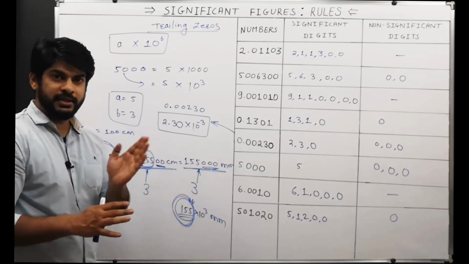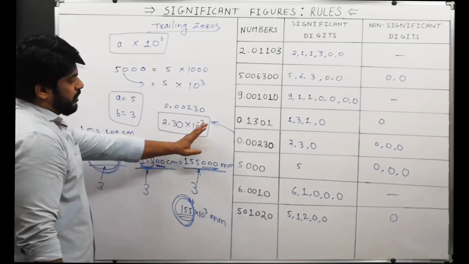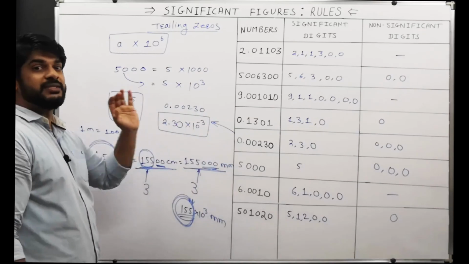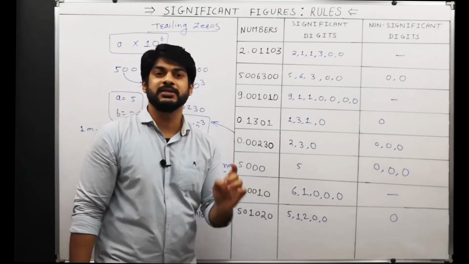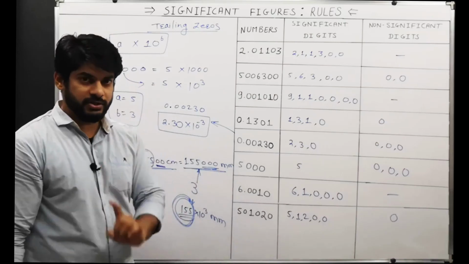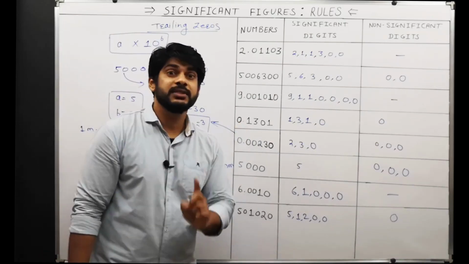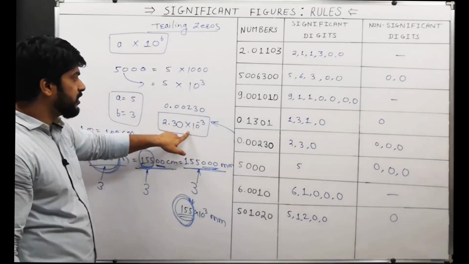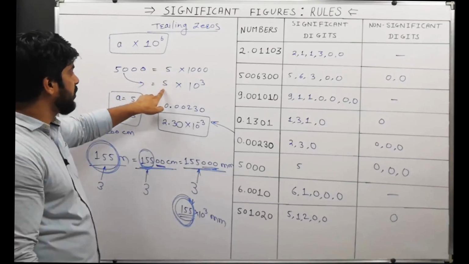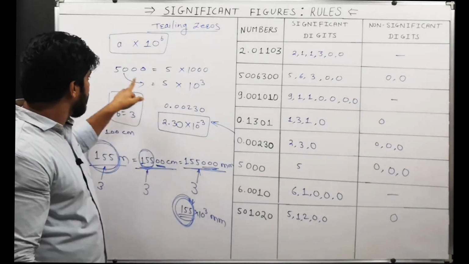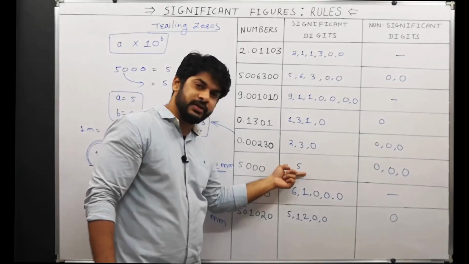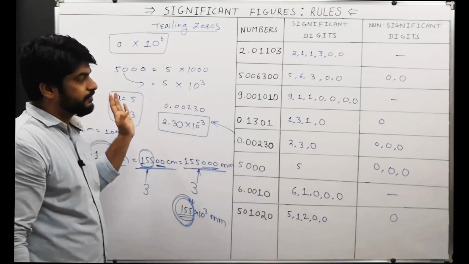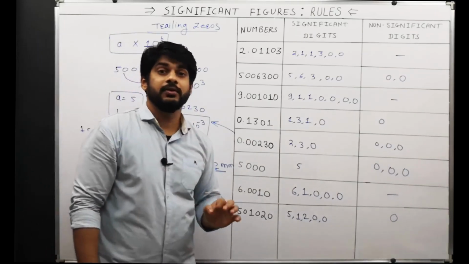Okay, but how exactly? There is a rule for that also. Generally we write any number in powers of 10, which makes it easier for us to understand and to find the number of significant figures. You can see here also we have maintained the number of significant figures. In this 5000 there was only one significant figure. So this is what we generally do.